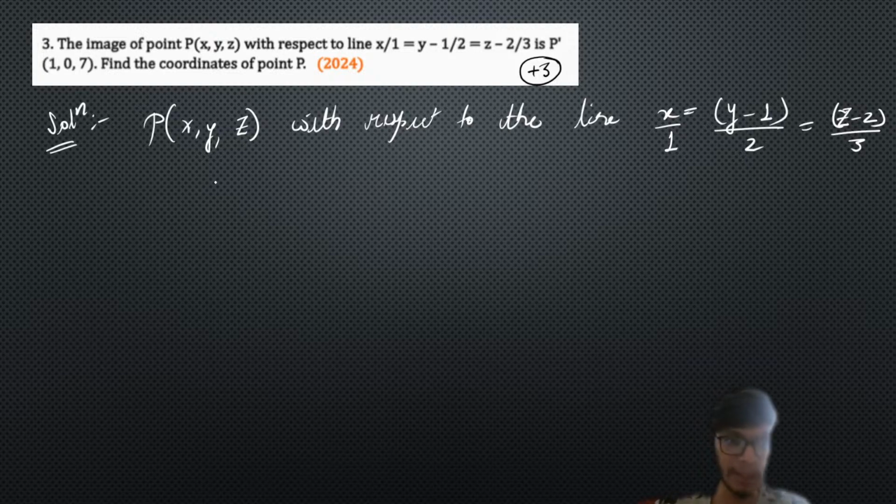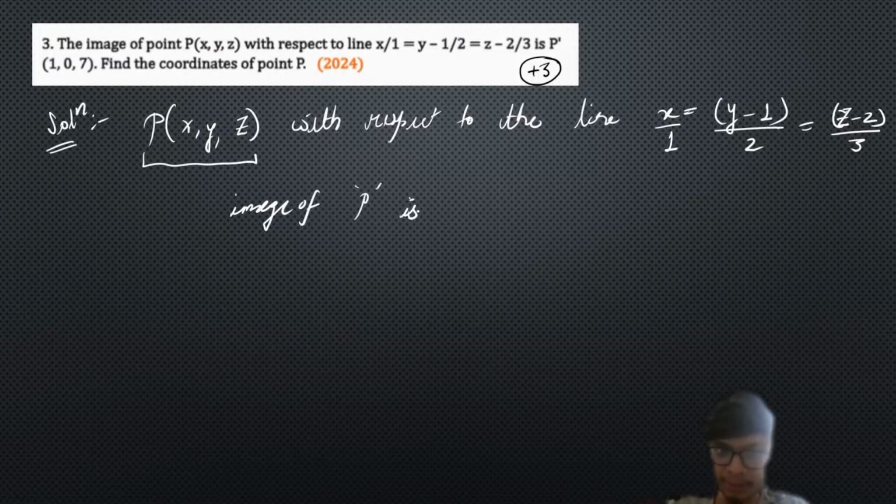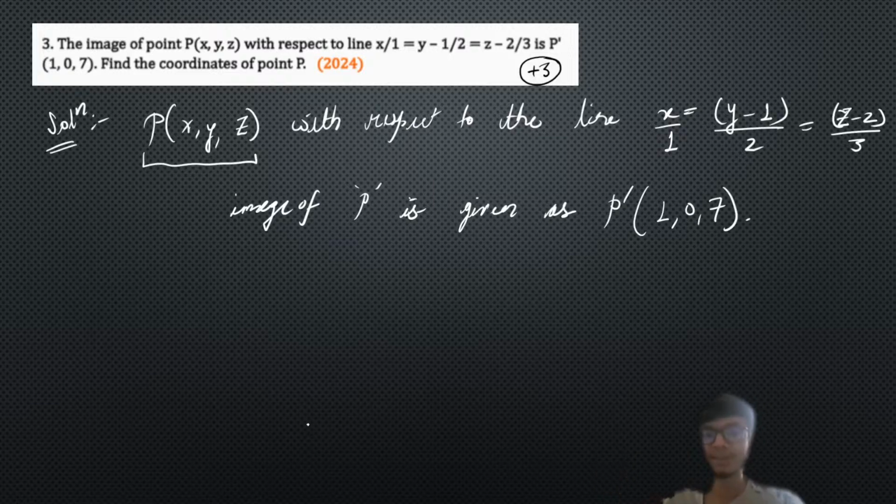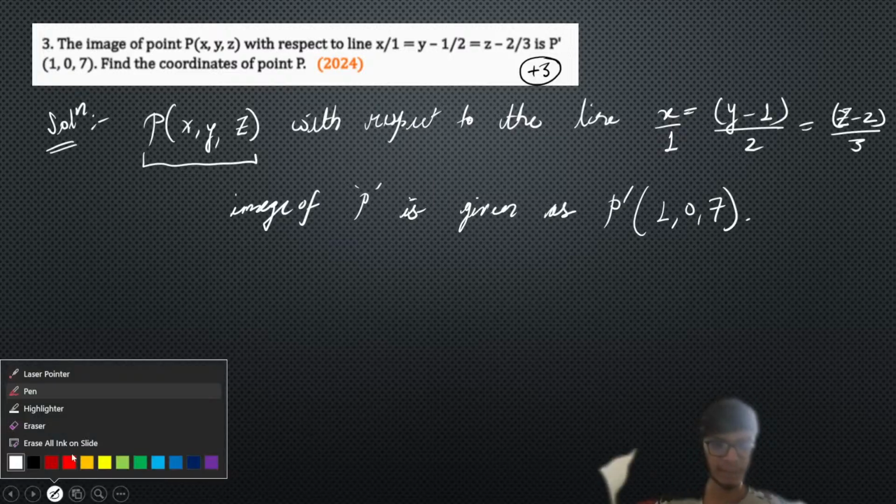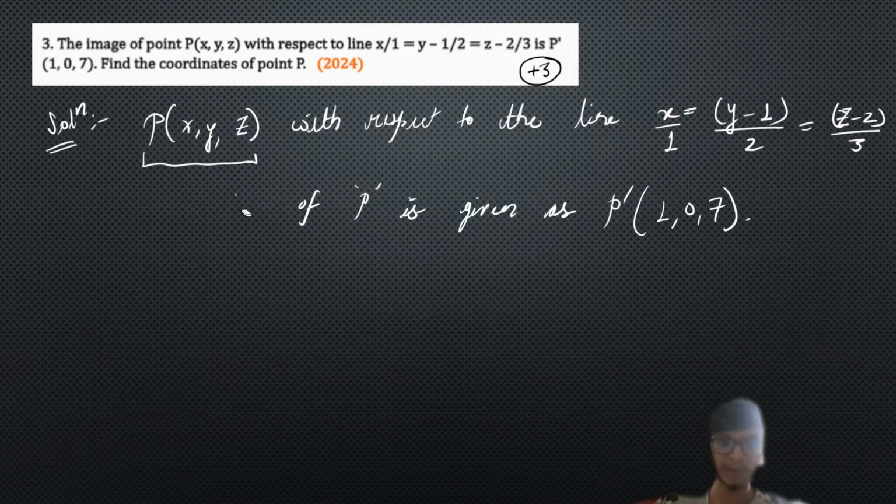Now it is said that the image of this particular point P with respect to this particular line is given as, so I'm writing the image as P dash and it is given as 1 comma 0 comma 7, right? Now I have a very simple way. Basically, instead of giving you the direct point, the image is given, then what is the original point, right?